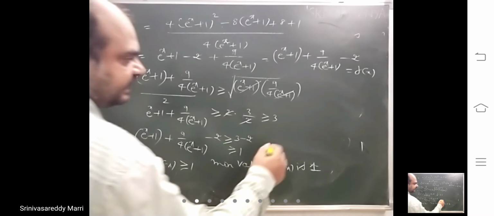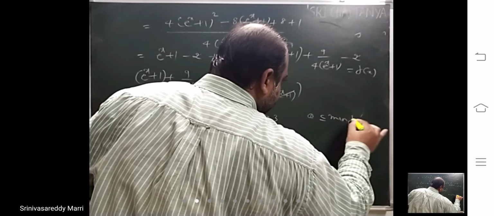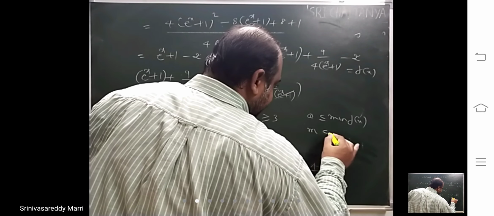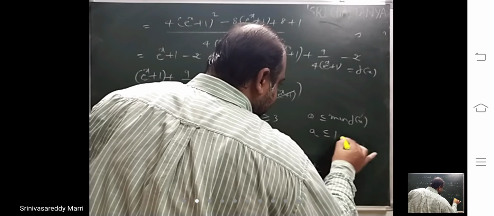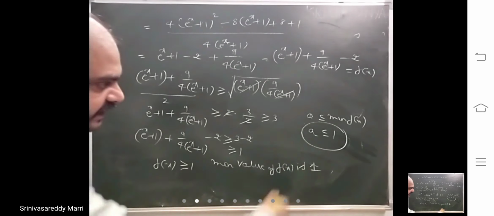So what you got as the answer? A less than or equal to the minimum value of f of x. That means a less than or equal to 1. A less than or equal to 1, that is the answer. The second option is correct. A less than or equal to 1.